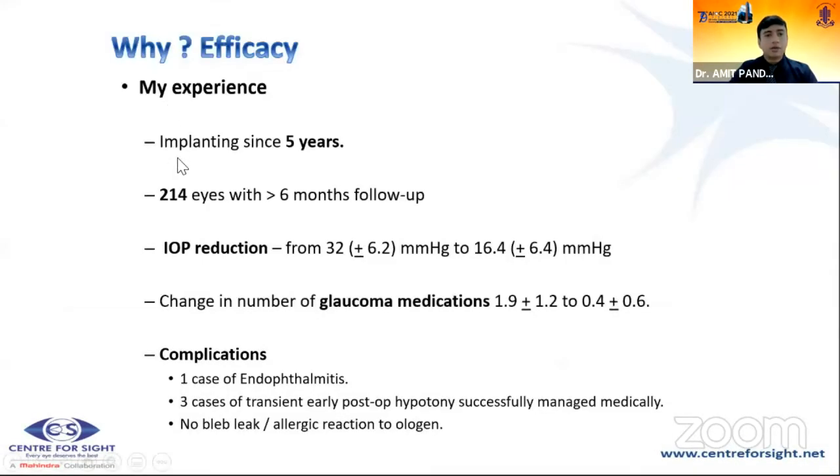What has been my experience? I've been implanting this for the last 5 years. I've implanted more than 200 eyes with more than 6 months follow-up. I've got an IOP reduction of around 50% from baseline, and the reduction in the number of glaucoma medications has been almost 5-fold. As for complications, I had a case of endophthalmitis recently, and I had 3 cases of transient early postoperative hypotony, but all those were successfully managed medically and did not require any surgical intervention. There have been no bleb leaks or any allergic reactions to Ologen.